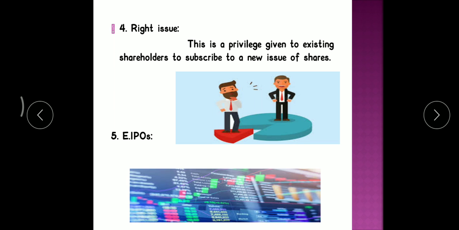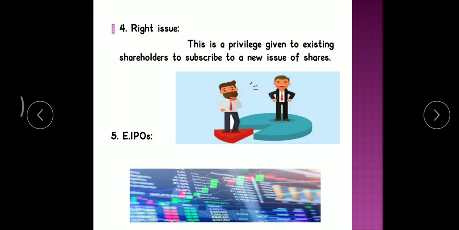Next one is EIPOs. The expansion of this is electronic initial public offerings. If any public company wants to raise capital through the online system of a stock exchange, then they have to enter into an agreement with the stock exchange. First they have to have an agreement with the stock exchange, then they can issue their securities to the general public online.